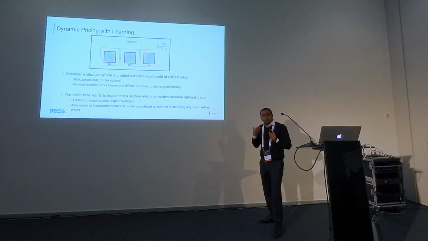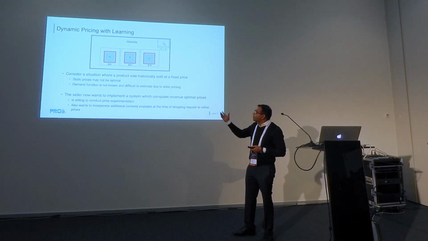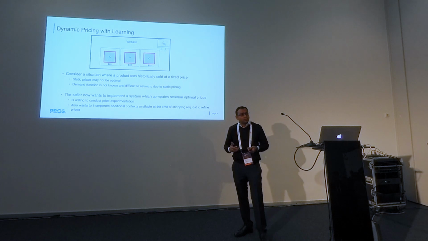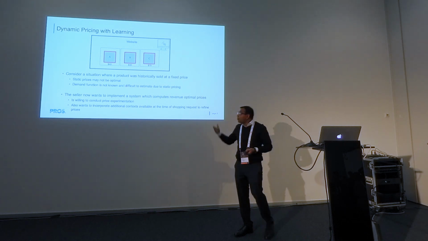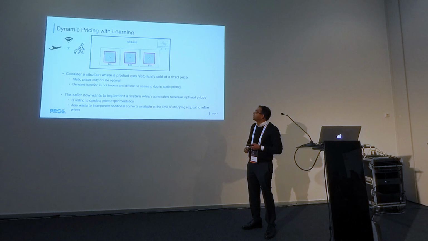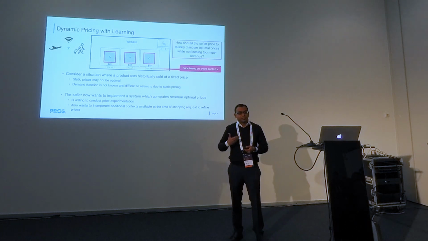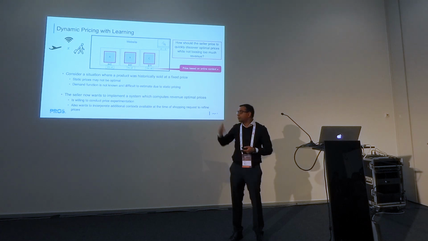Now, in more and more such situations in modern times, because data is becoming larger, the seller wants to implement a system which computes revenue optimal prices, and also wants to include contexts. So for each context, they want to figure out an optimal price. The problem that I'm going to talk about is how to come up with pricing policies for such systems in an efficient manner.